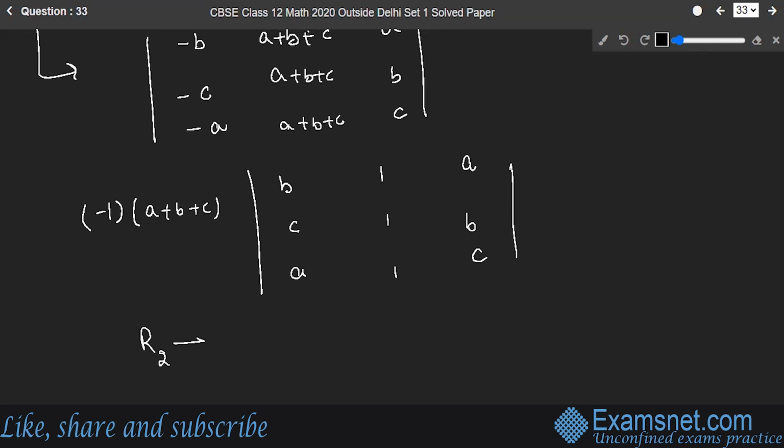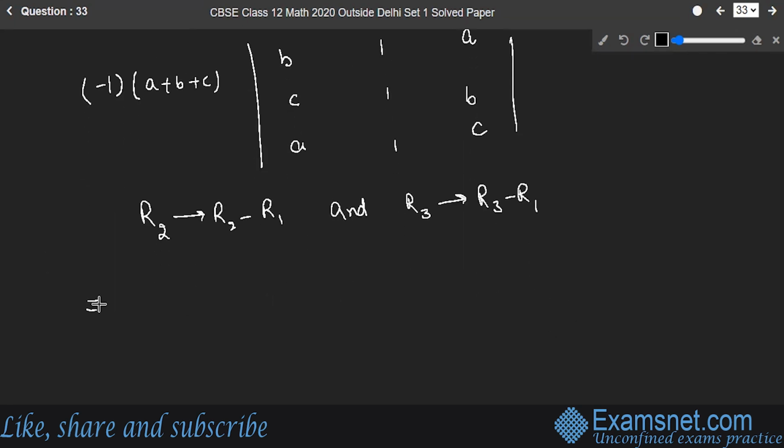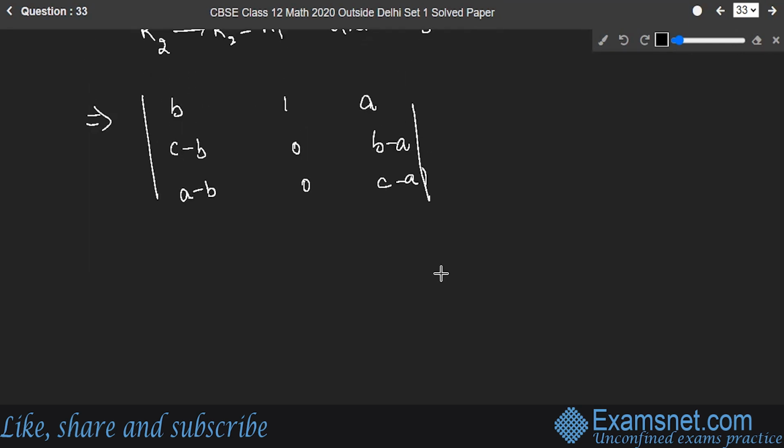I'll be doing R2 to R2 minus R1 and R3 to R3 minus R1 again. Okay, so this will be equal to now B, 1, A. Then you have C minus B. Here you have A minus B, this will be 0, 0. Here you will have B minus A, and here you will have C minus A. Now, see, we got these two terms 0. That means I'll be expanding. I'll be trying to expand this whole determinant from here.